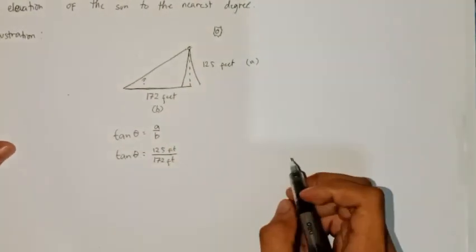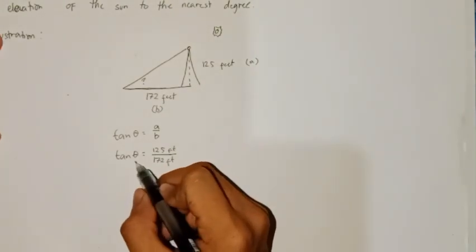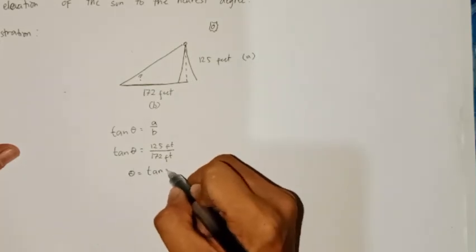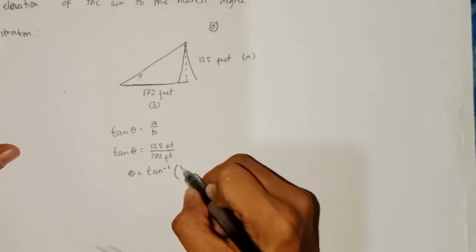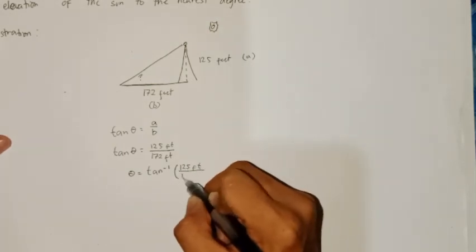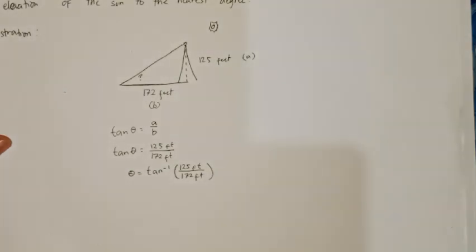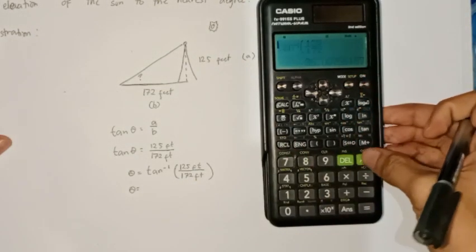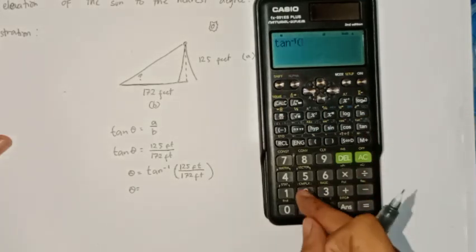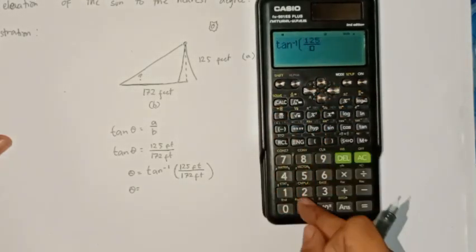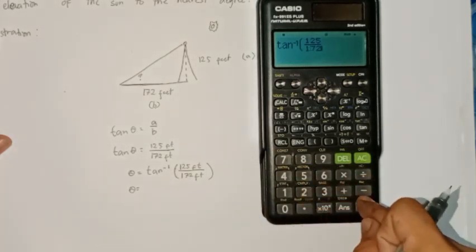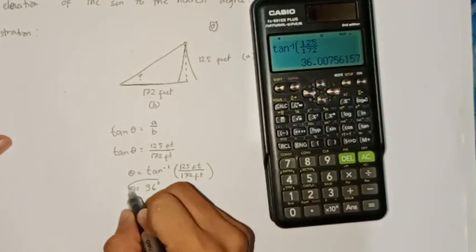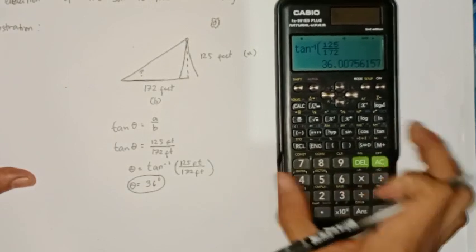Now, since our goal is to find the angle, theta is equal to tan inverse of 125 feet over 172 feet. Let's use our calculator. Shift tan, 125 feet divided by 172 is equal to 36 degrees. This is now the angle of elevation.